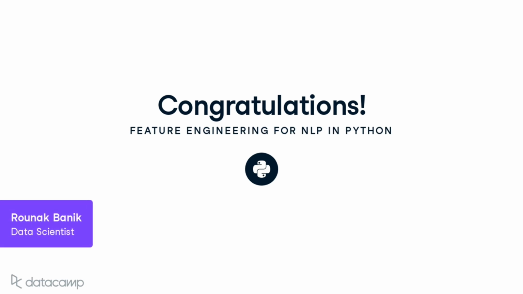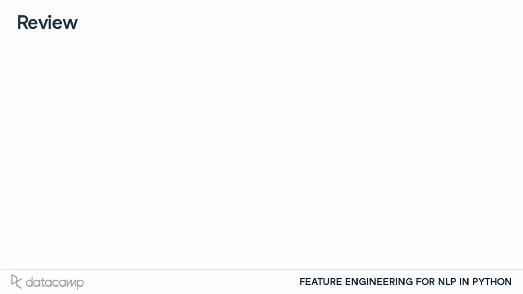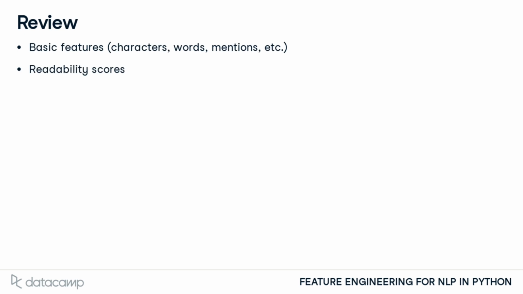Congratulations on making it to the end of the course. In this course, we learned about various feature engineering techniques for natural language processing in Python. We started off by computing basic features such as character length and word length of documents. We then moved on to readability scores and learned various metrics that could help us deduce the amount of education required to comprehend a piece of text fully.